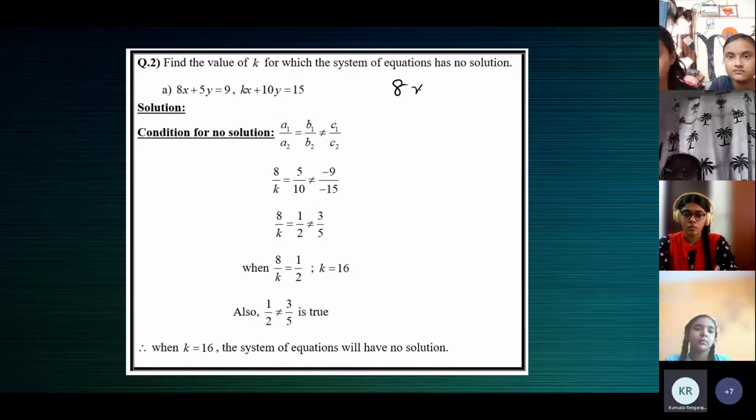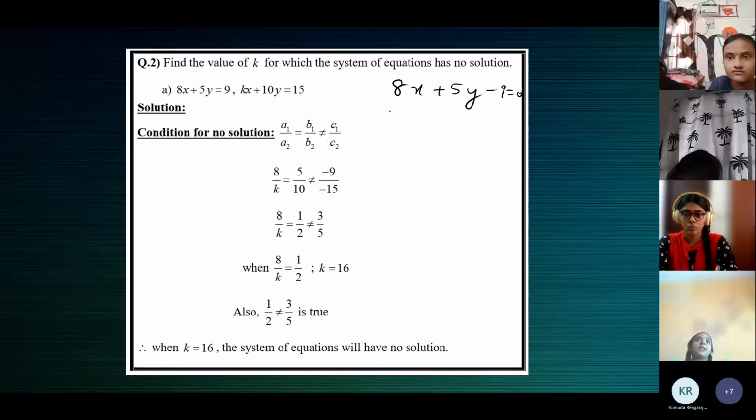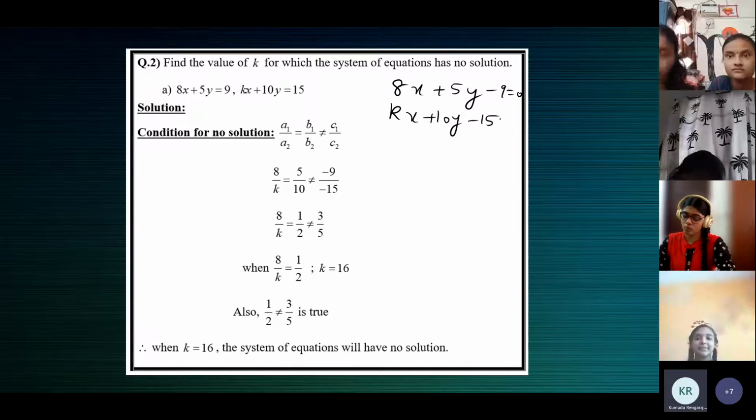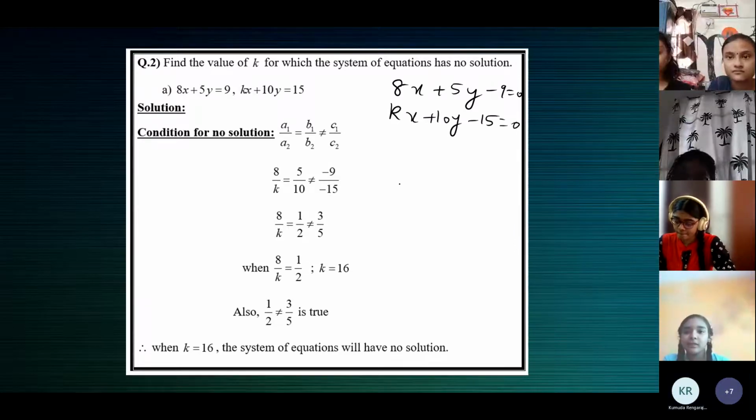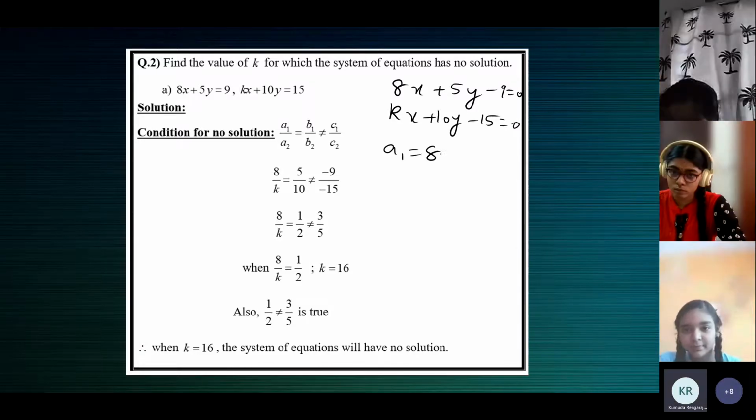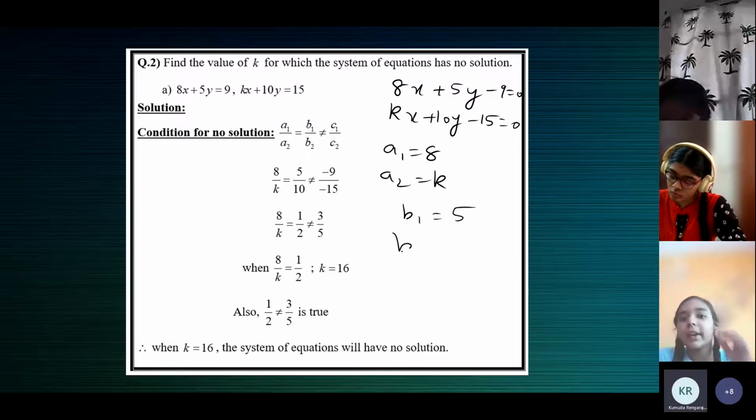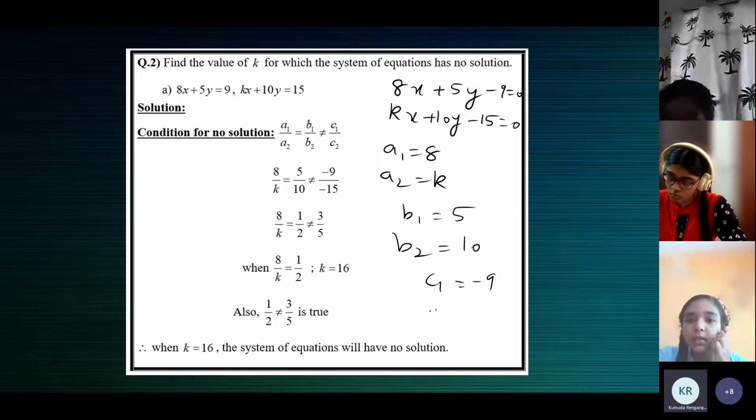So we have 8x plus 5y minus 9 is equal to 0, and kx plus 10y minus 15 is equal to 0. What is A1? 8. What is A2? k. What is B1? 5. What is B2? 10. What is C1? Minus 9. What is C2? Minus 15.